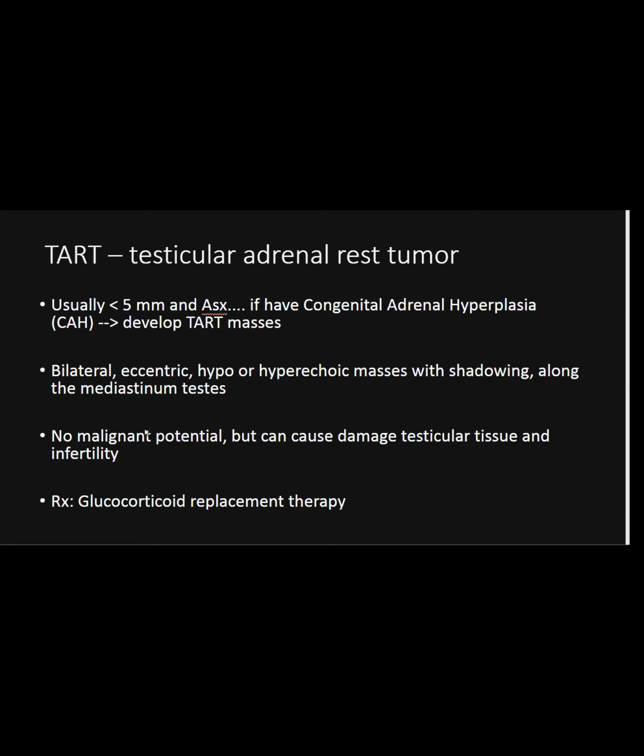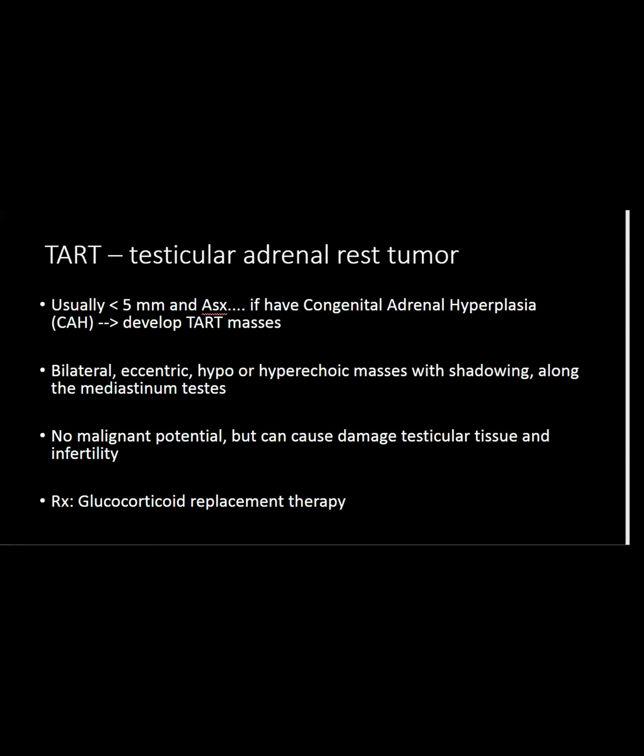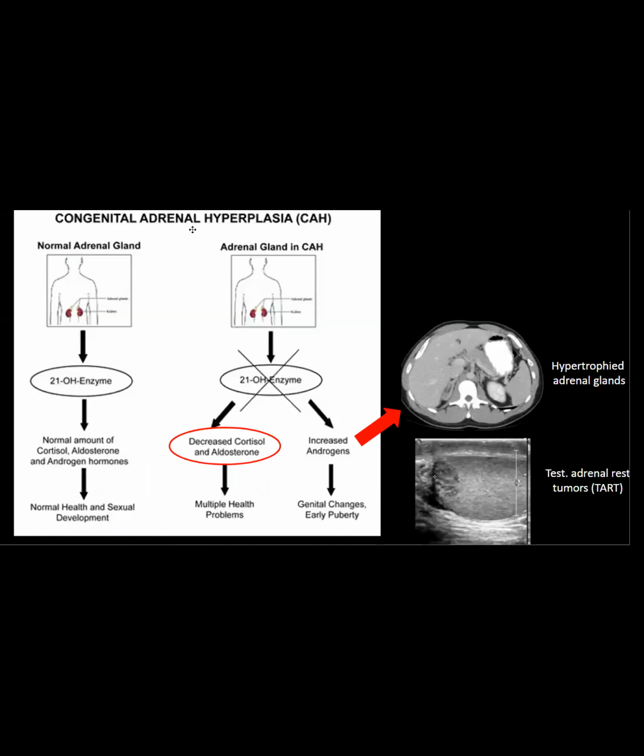And the treatment for the congenital adrenal hyperplasia is corticoid replacement therapy. And the reason for this is, let me try to get to my next slide. This is what's going on in congenital adrenal hyperplasia. Basically, they're missing this enzyme. This goes back to medical school. So they're not making enough cortisol and aldosterone. This leads them to have salt wasting, and also they can go into Addison's disease and adrenal failure.